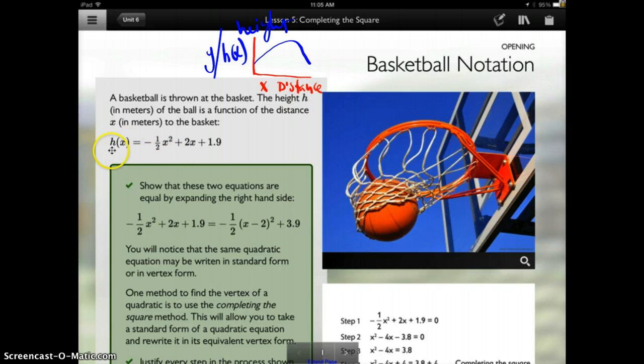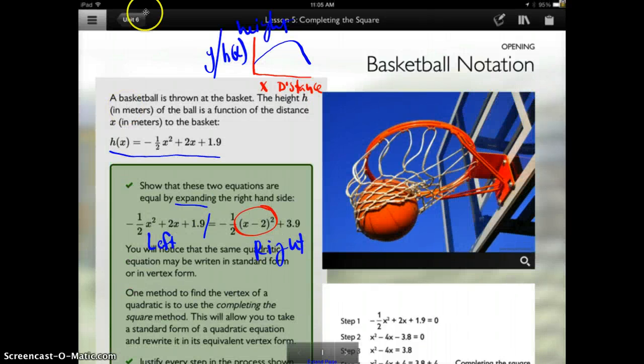Okay, and here's the equation of that basketball. Show that these two equations, in this green box, so we're going to start right here, show that these two equations, the equations left and right, are the same. And it says I have to expand. That means I'm going to do this part, because this part where it says squared, I'm going to expand that portion. Okay, and then we're going to see if they're exactly the same.